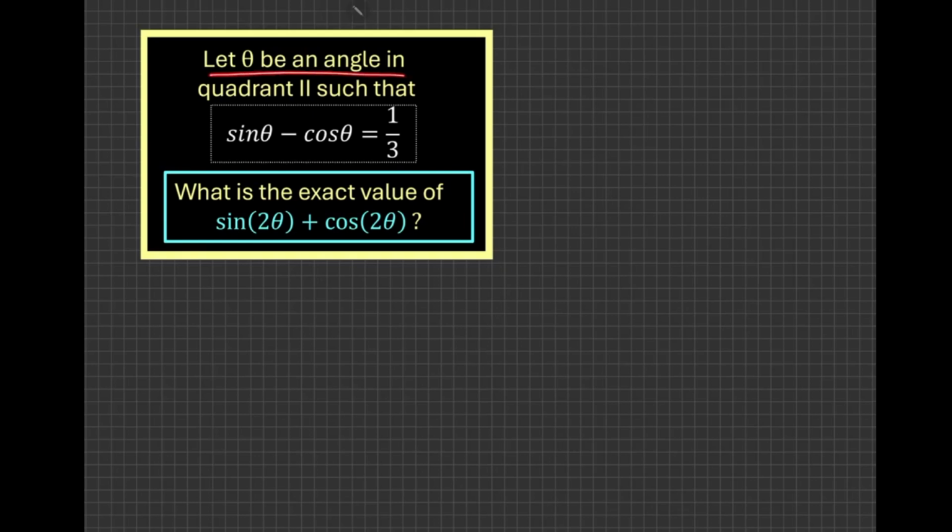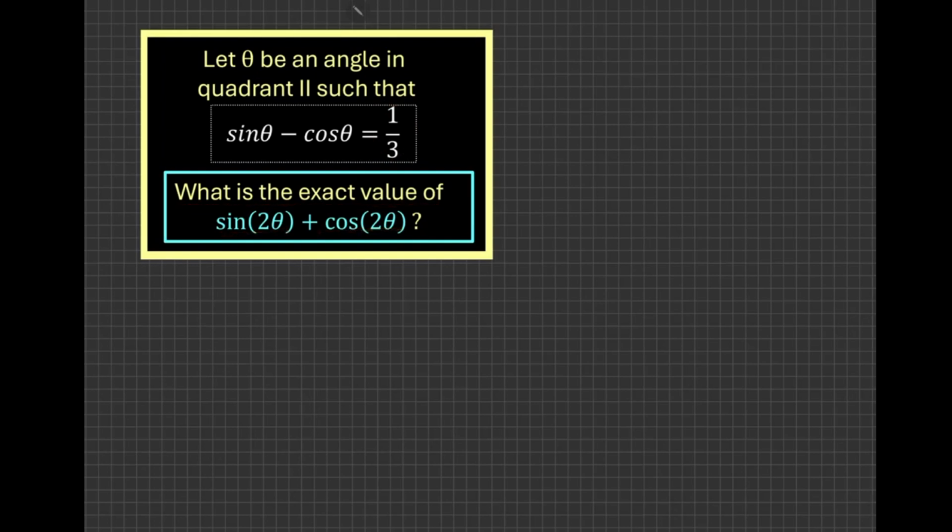Let theta be an angle in the second quadrant such that sine theta minus cosine theta is equal to 1/3. What is the exact value of sine 2 theta plus cosine 2 theta?